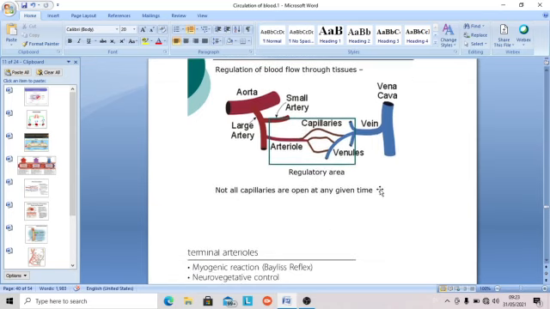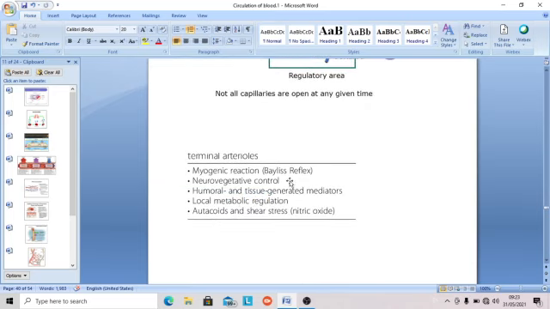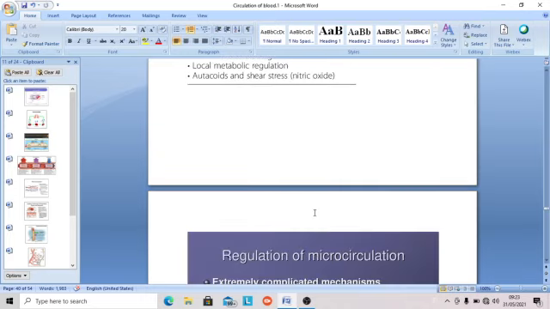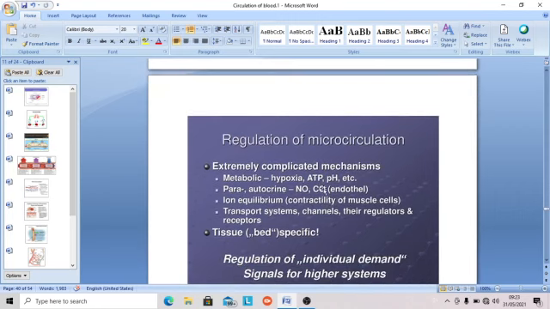Not all capillaries are open at a given time. I told you. Terminal arterioles show a myogenic reaction, called the Bayliss reflex. There is neurovegetative control, humoral and tissue-generated mediators, local metabolite regulation, and nitric oxide. That is an extremely complicated mechanism, how the microcirculation is regulated.